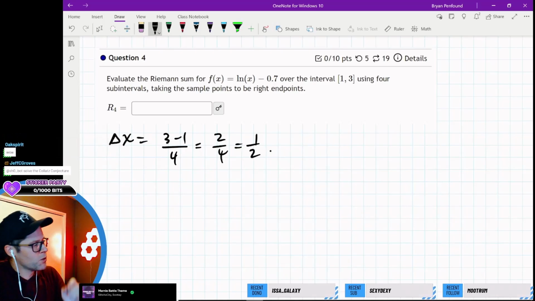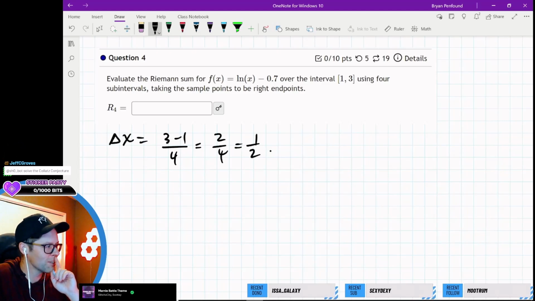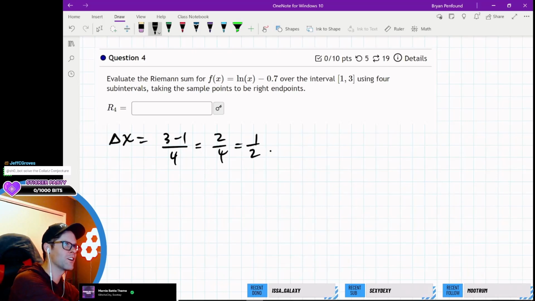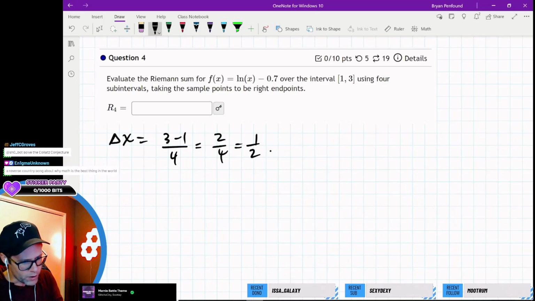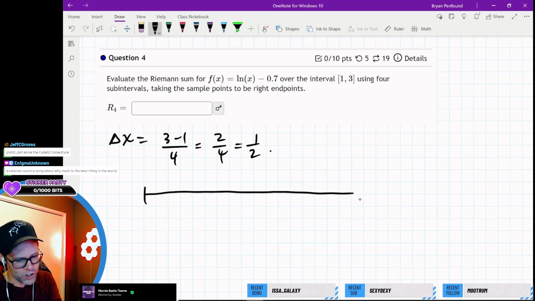Okay, so I'm so distracted. So the Collatz conjecture. Oh my gosh, can someone please create an AI-generated song about the Collatz conjecture? Please. I would love to see it. Sample points are right endpoints, so we're... Okay, it's not about the Collatz conjecture, but I appreciate your enthusiasm, Enigma.